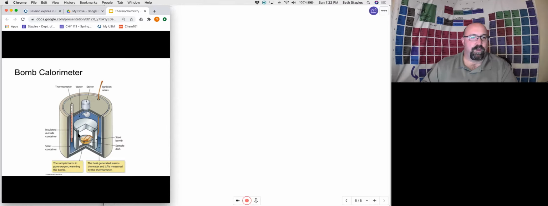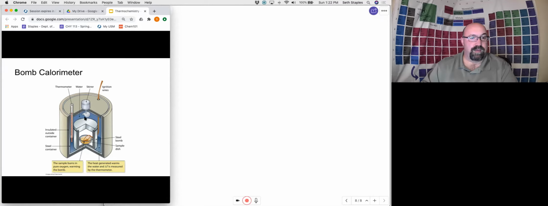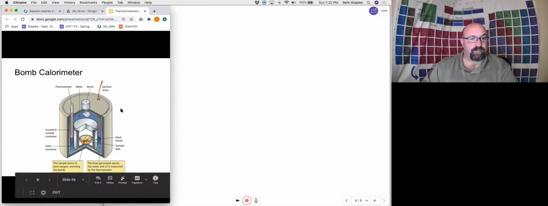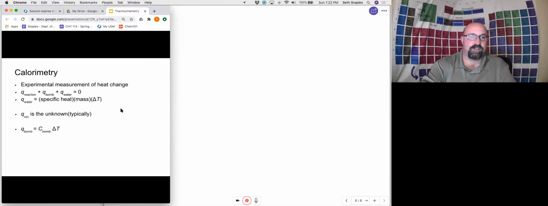And then we have what we call the bomb, where the reaction is going to take place. Some of the energy will be released into the bomb, and some of it will then be released out to the water. So when we're using bomb calorimetry, to get very precise results, we now take into account the energy that is absorbed by the bomb as well, that is absorbed by our calorimeter. The ultimate energy of the reaction is going to be equal to the energy of the bomb plus the energy of the water.